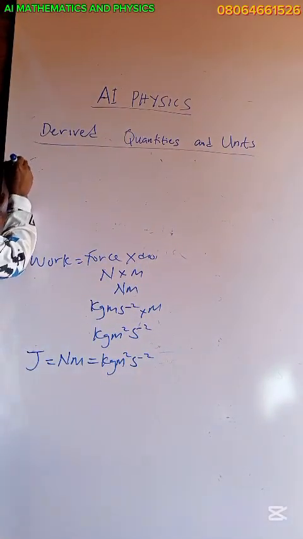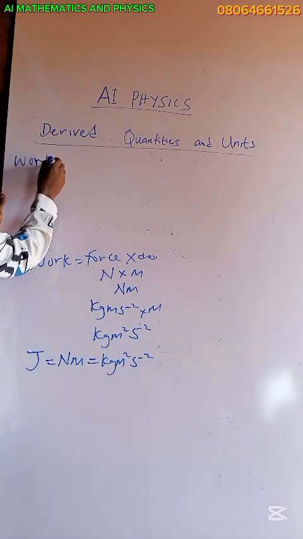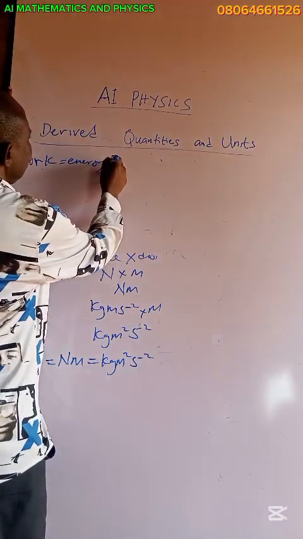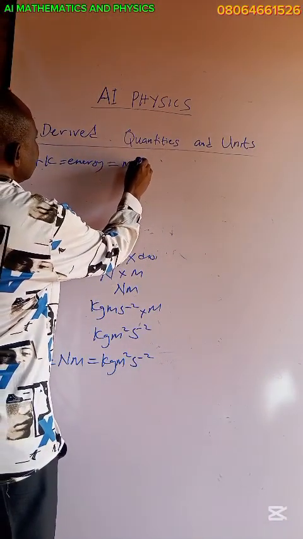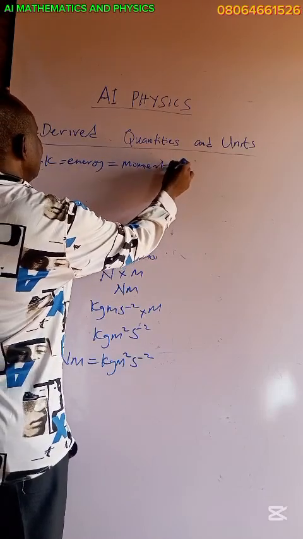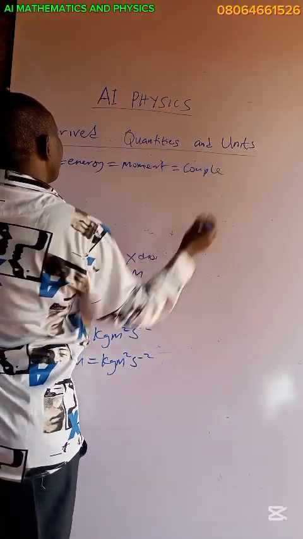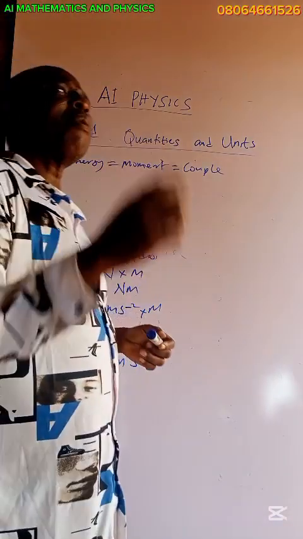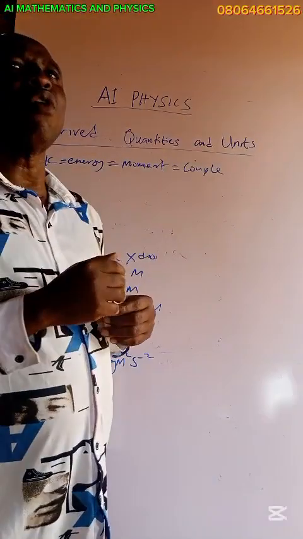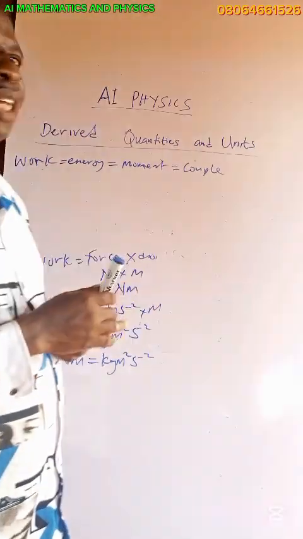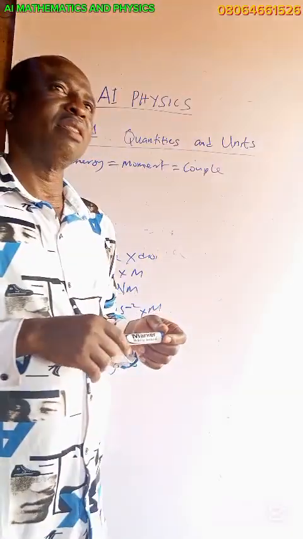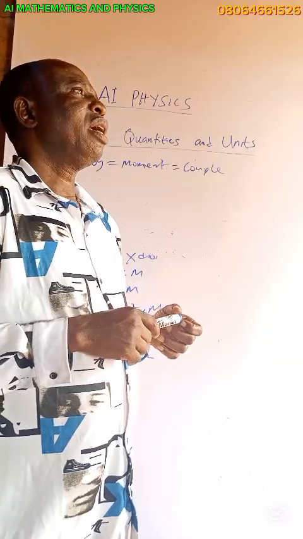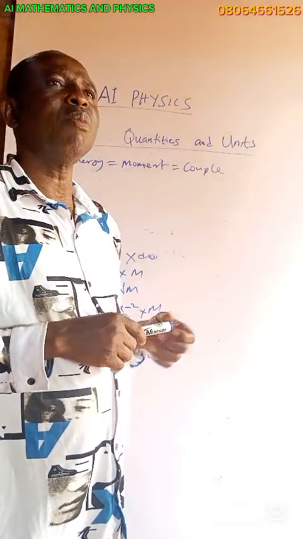Work has the same unit as energy, has the same unit as moment, has the same unit as couple. Now, I know some of you will ask me which type of energy, because we have many forms of energy. We have heat energy, electrical energy, mechanical energy, and so on and so forth. But energy is energy, they have the same unit.